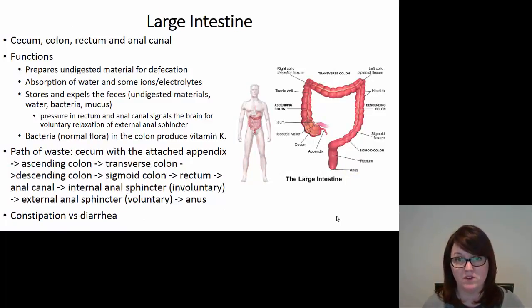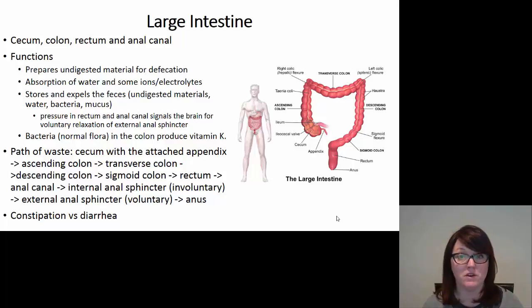So the job of the large intestine is to prepare the undigested materials for defecation. And by preparing these undigested materials, what it's doing is adding mucus to them, which makes it easier to pass, and absorbing some extra nutrients out of them, like water, maybe some electrolytes. So the large intestine does store and expel feces. So feces ultimately is basically fiber, which is undigested residues. It also contains water, mucus, and bacteria.